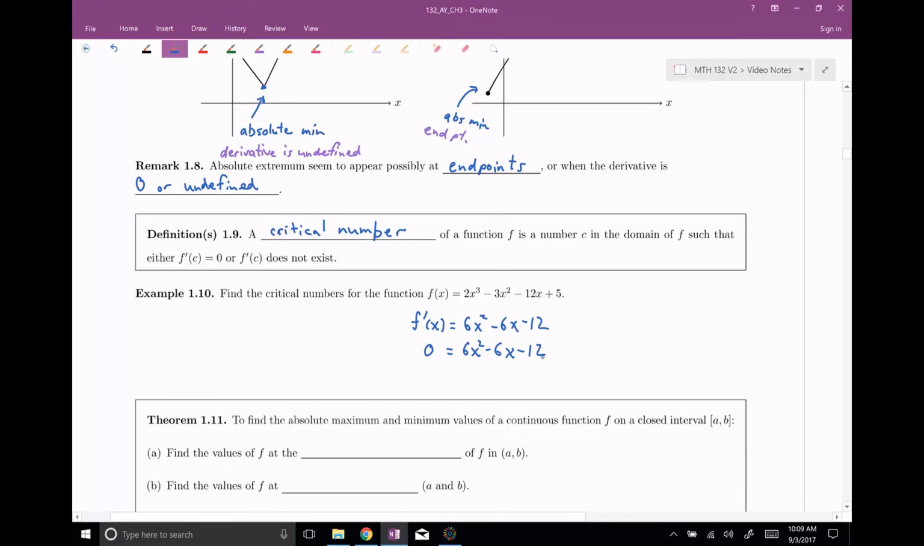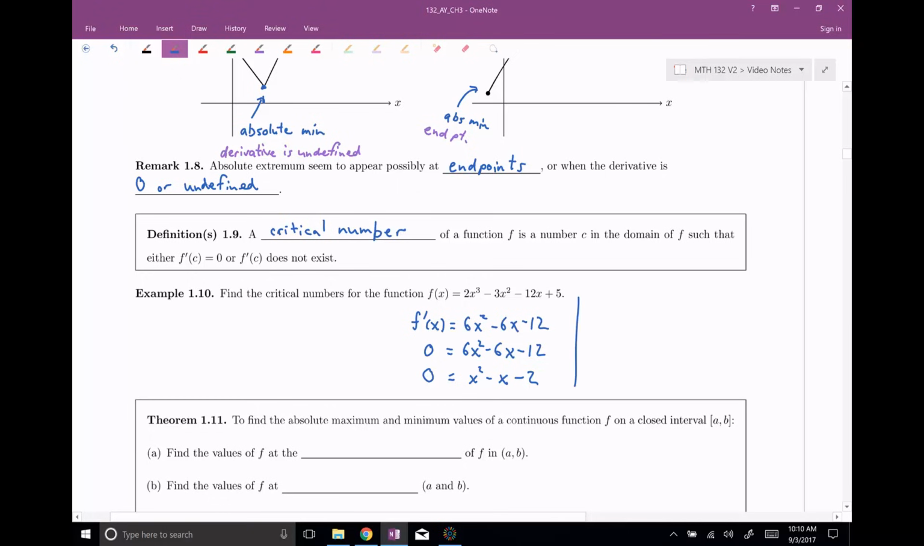And now I notice that all of these have a 6 in them, right? So if I divide through by 6, I would get x squared minus x minus 2. And then on the left-hand side, if I take 0 divided by 6, I'm still going to get 0. And as I promised you guys in the last video, a lot of this is going to come down to some algebra, right? So now I'm doing algebra to try to solve this quadratic.